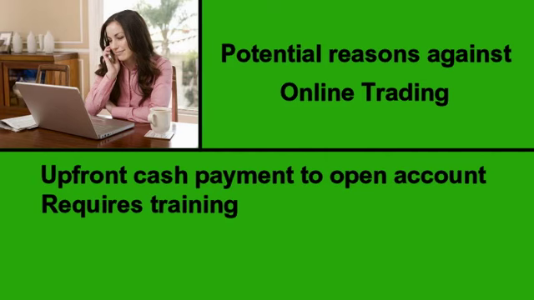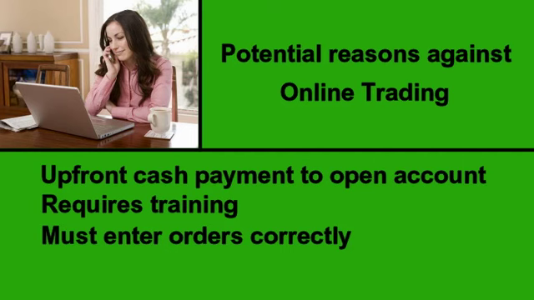Number 3, there are several choices available for all buy orders and sell orders. The online trader needs to know which type of buy order and which type of sell order to use for each buy and sell decision they make. This also requires training. Number 4, online traders need to take care when entering details of their buy and sell orders. Once they enter the order, it will be executed.